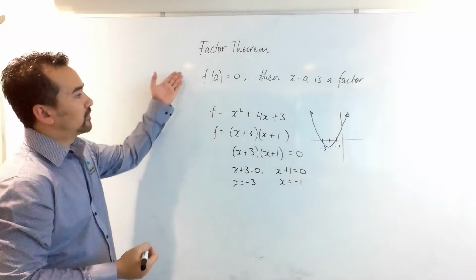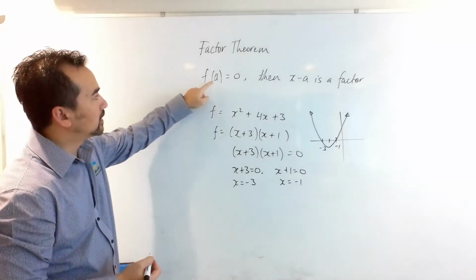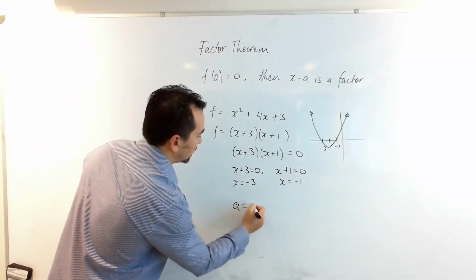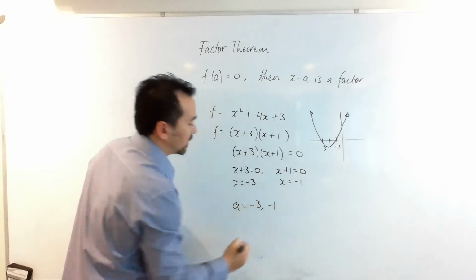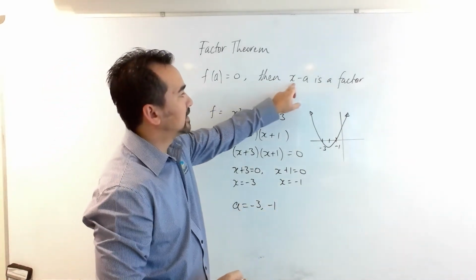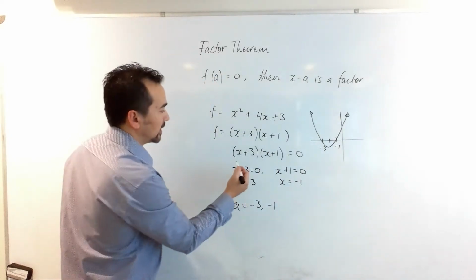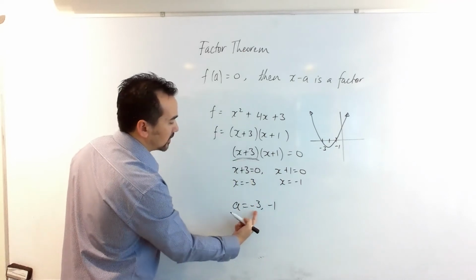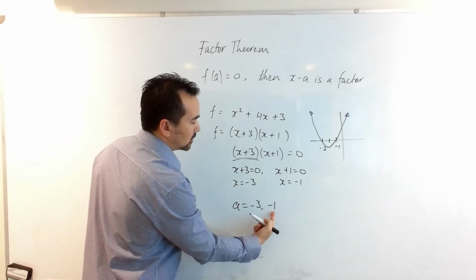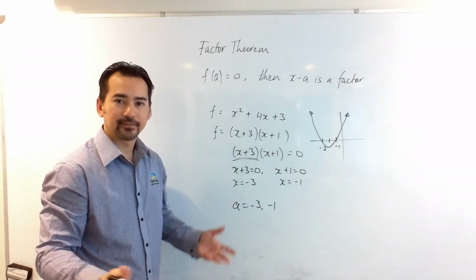So, coming back, the factor theorem says that if we plug in an a value, and in this case, a could be negative 3 or negative 1, it's got to be one of the roots, then x take away a is a factor, and we can see that here. If a is equal to negative 3, x plus 3 is the factor. If a is equal to negative 1, x plus 1 is the factor. That's the factor theorem.